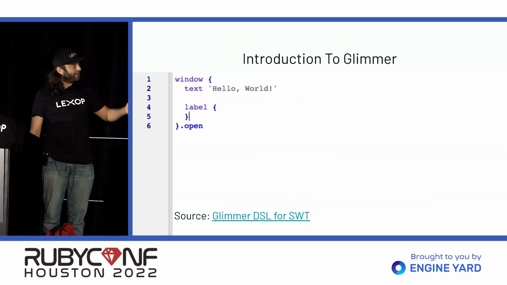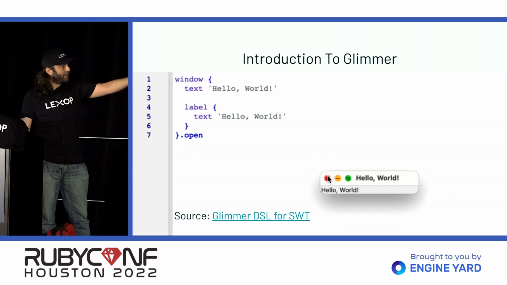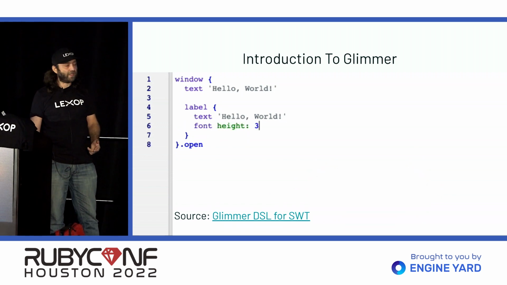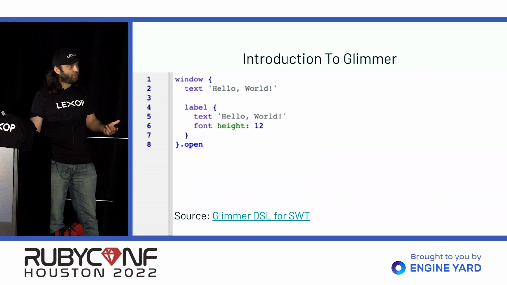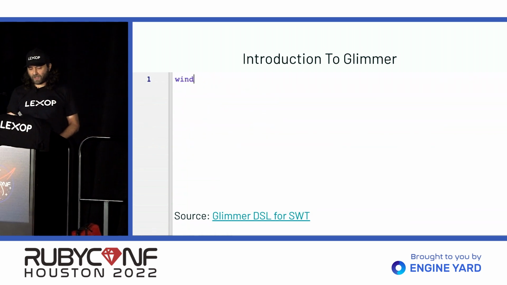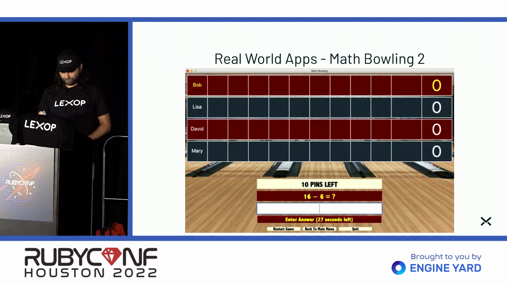And then if you want to add a label, you can just say the word label declaratively, and then add a property declaratively within it. And it'll give you a label that says hello world. And finally, you can fine-tune the label by adding a font with a font height. And then you can even change the font height. So it's a very, very simple and productive GUI DSL. It's the simplest DSL possible for going from 0 to GUI.